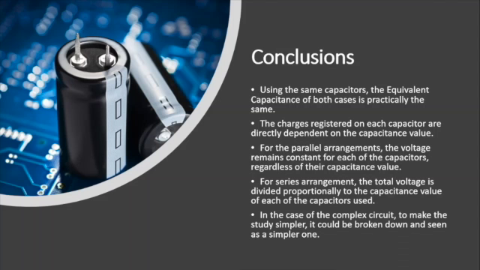What can we conclude from here? As we can see, we use the same capacitors for the first two arrangements, and the equivalent capacitance is practically the same in both cases. The charge registered on each capacitor is directly dependent on the capacitance value. And in the parallel arrangement, the voltage is constant for all the circuit, while in the series arrangement, the total voltage is divided proportionally to the capacitance value for each capacitor. In the case of the complex circuit, we could break it down to make it simple and make the study more easy for us.